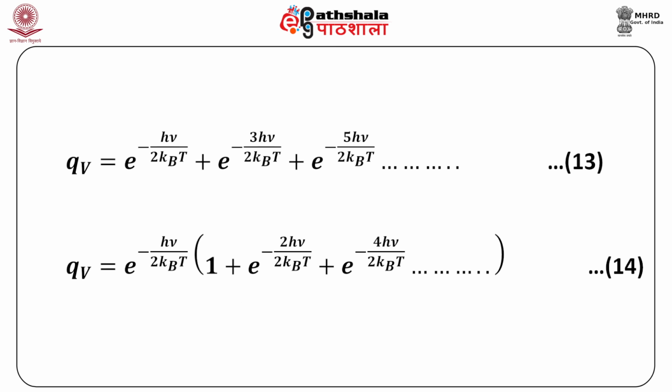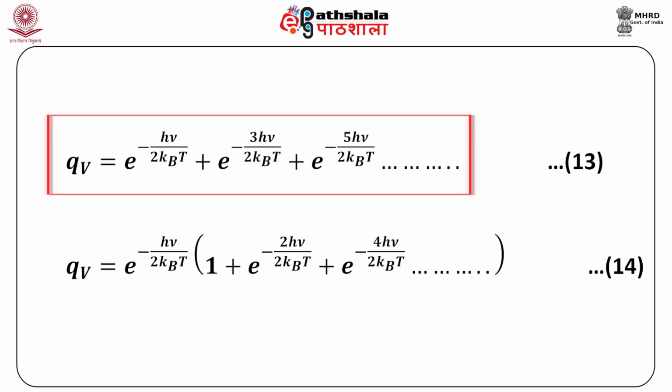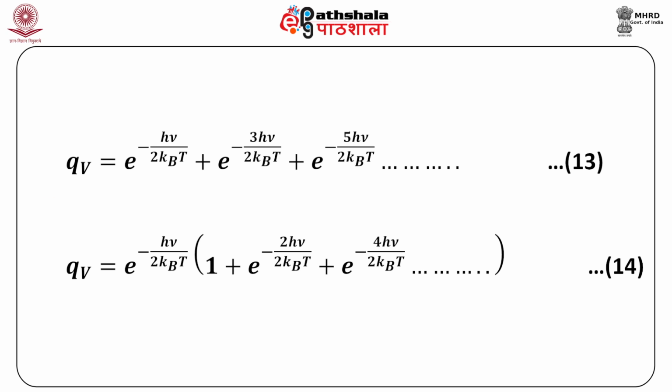Now, if we expand it, as you see in equation 13, Qv is equal to e to the power minus h nu upon 2 kB T plus e to the power minus 3 by 2 h nu upon kB T, then e to the power minus 5 by 2 h nu upon kB T. This is what we get by putting v is equal to 0, v is equal to 1, etc. These are the various terms coming in the summation. Please notice that all vibrational energy levels are equally spaced.